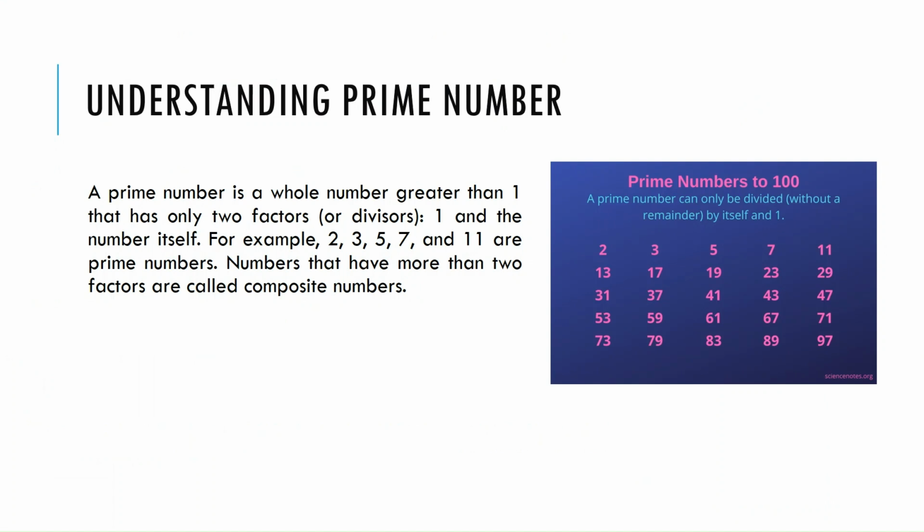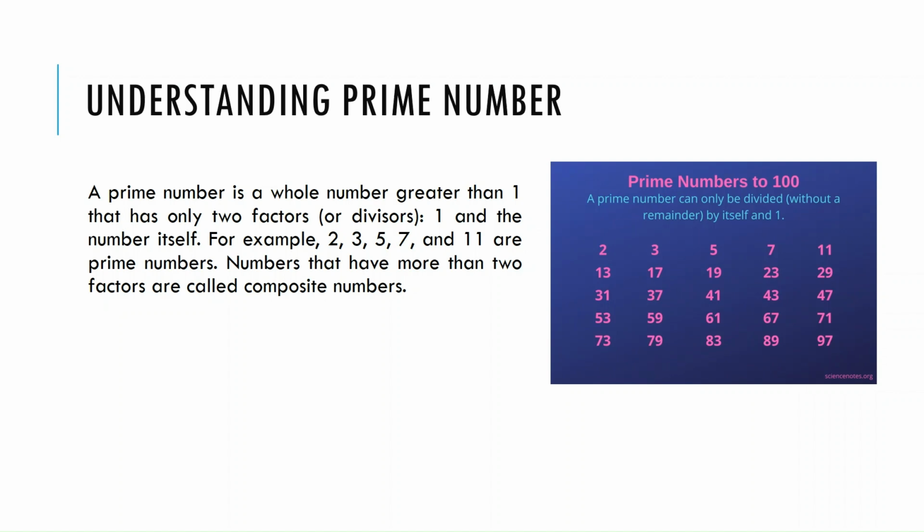And 2 is the only even number which is prime. Apart from 2, there is no prime number which is even. Now let's go to 3. 3 is also a prime number. 3 can be divided only by 1 and by 3 itself. Similarly, 5 and 7 and 11. There are so many prime numbers, as you can see in the image on the right side. We have counted prime numbers from 2 to 100.